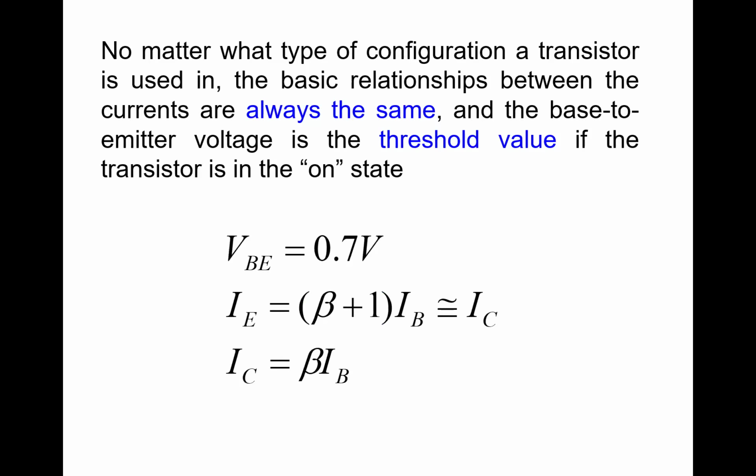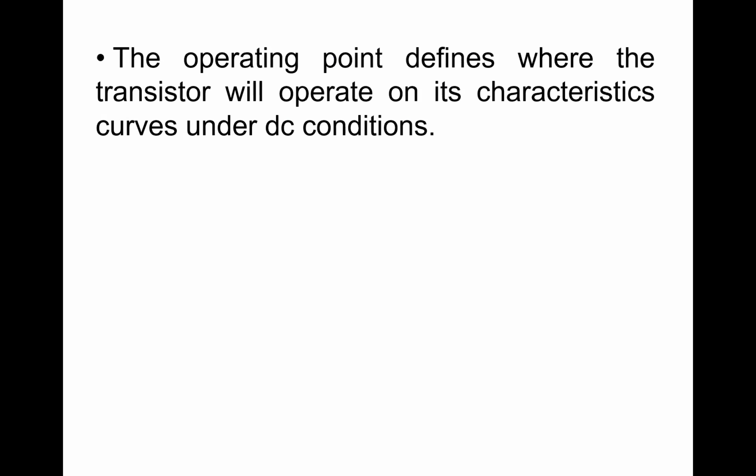And IE is the emitter current. It is almost approximately equal to the output current, which is the collector current IC. This IE is equal to 1 plus beta times IB. Already, the basic expression we all know is that IC is equal to beta times IB.